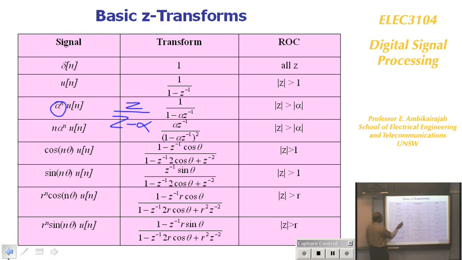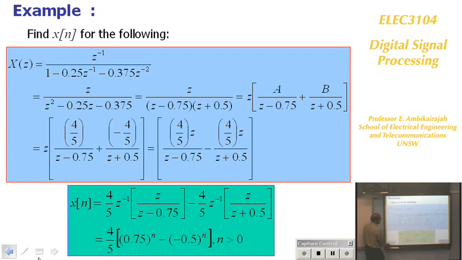And all you need to do for inverse transform is, if you have it in that form, you write it as alpha to the n. And if this is plus, you put minus alpha to the n. That's all you have to do. So this is what I have used here in order to get that particular result. You can see that. And if it is a minus sign, this will be the only one that will be there.